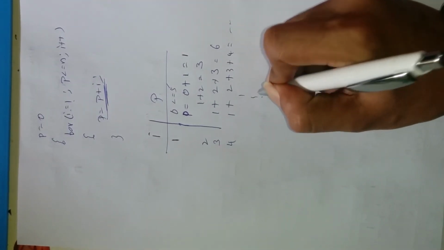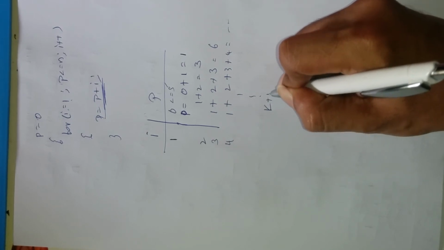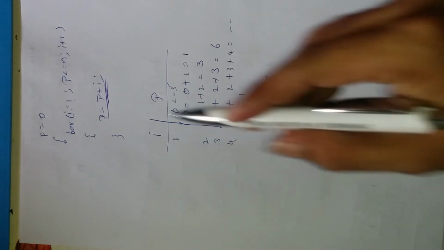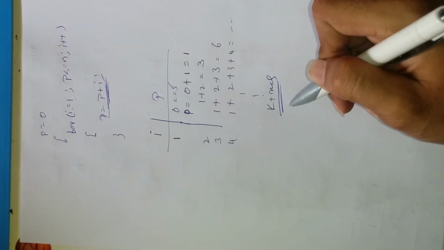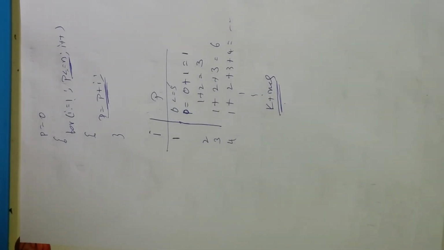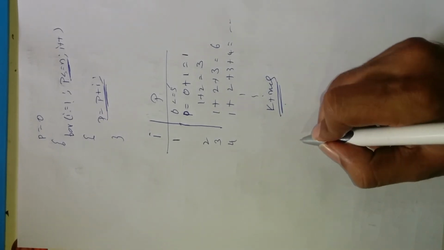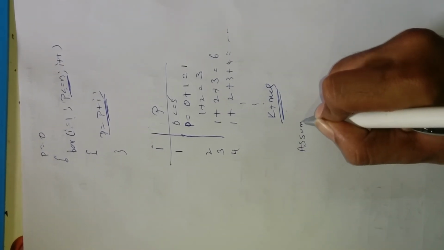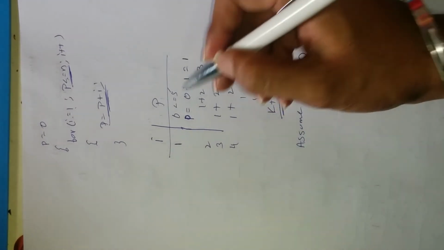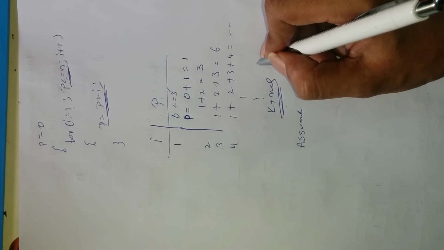Similarly, we have to do up to k times. We can't write n times because we already have P less than or equal to n. Less than n means we have to write n times. Less than or equal to n means it will be recurring, so we call it k times. So what is the final value of this one? Yes, we'll assume P greater than n. What is the value of P? It looks like a sum of natural numbers only.